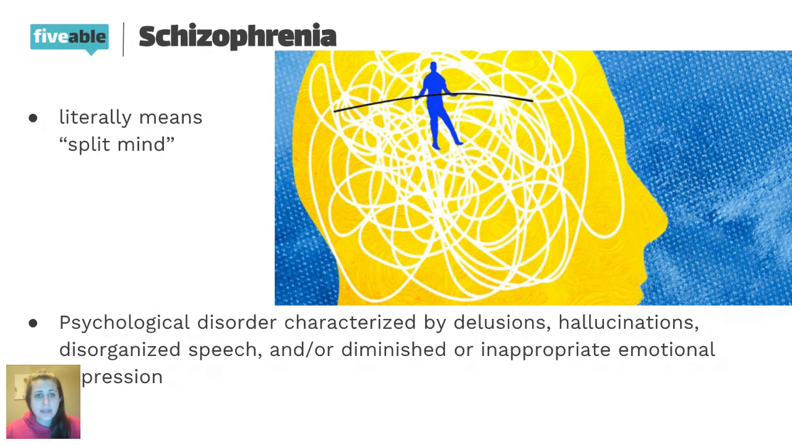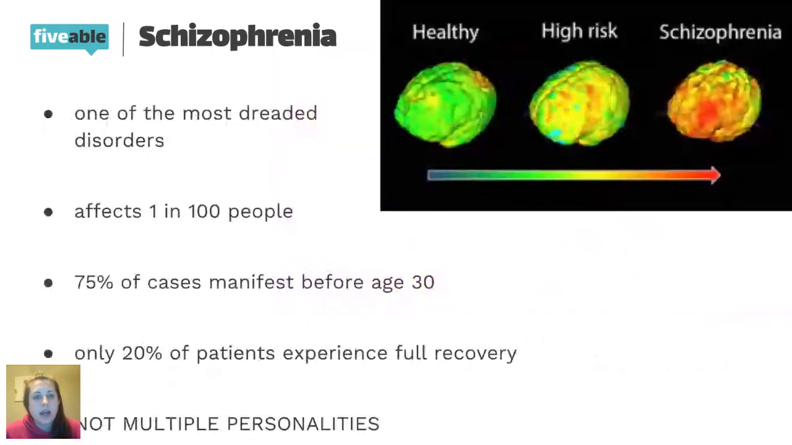And so the big thing, just some facts about schizophrenia. First and foremost, it is one of the most dreaded disorders because it's really hard to cure or fix. So if people are diagnosed with it, it's typically a lifelong condition.